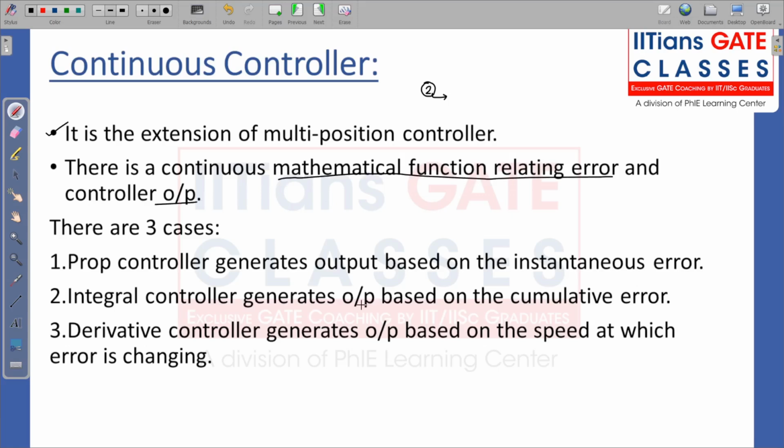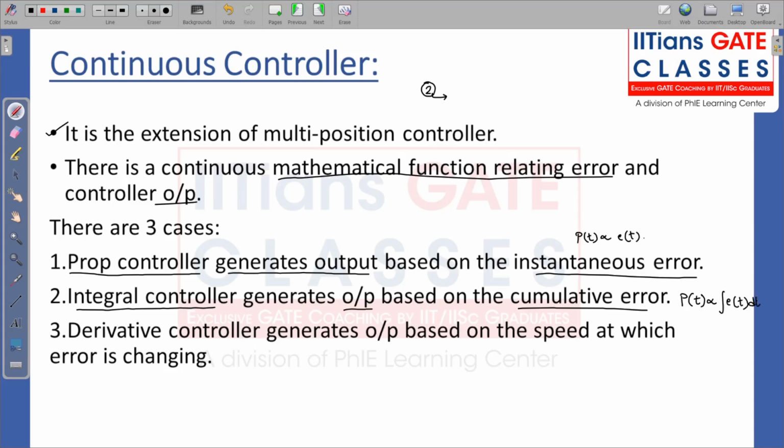Based on our syllabus, we need to study three types of continuous controller and their combinations. The first one is the proportional controller, which generates output based on the instantaneous error. That means the output of this controller is directly proportional to the error. Next, in the integral controller, the output of the controller is based on the cumulative error, or you can say the area under the error curve, or the integration of the error, or the cumulative summation of the error. We know summation in the continuous domain is actually integration. That is why I have kept integration over here.